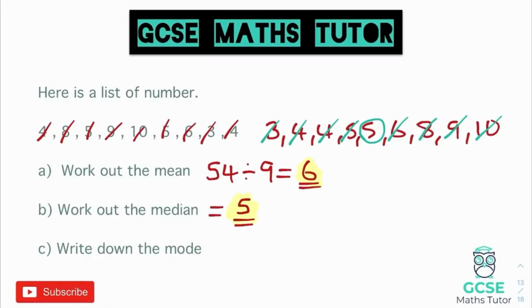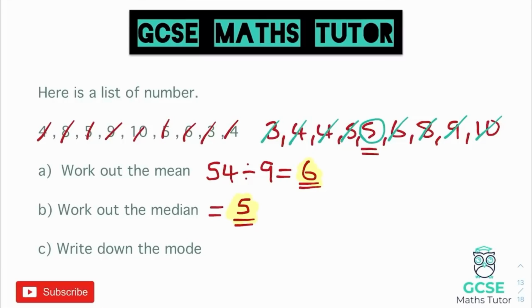Now if you do get 2 numbers in the middle, so say for example there was a 5 and a 6 in the middle and there was 2 left, you would just add them both together and then divide by 2, essentially finding the mean of 2 numbers. So add them together and divide them by 2, but obviously in this question we did end up with a number in the middle.